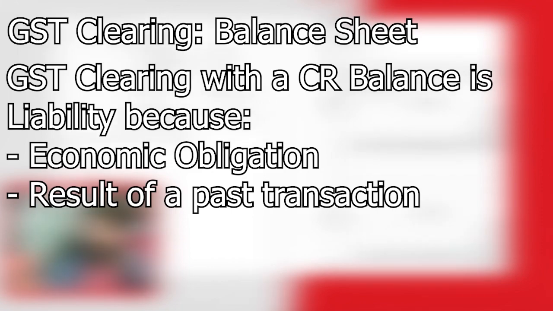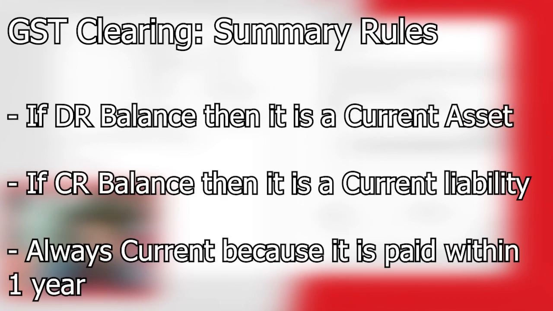Now, some quick summary rules. If it's a debit balance, then you treat it as a current asset. If GST is a credit balance, you treat it as a current liability. And it's always current because GST can either be paid yearly in a financial year or quarterly using a business activity statement.